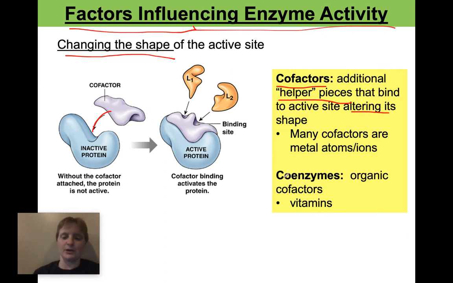The enzyme doesn't work. Cofactors are usually your metal atoms or ions, so iron, magnesium. Those are our cofactors. So in your red blood cells, the hemoglobin won't work without iron. That's a cofactor that will help grab onto oxygen. There's also coenzymes, which are organic cofactors like vitamins, so vitamin B12 and stuff like that. Those might be cofactors that help turn your enzymes on, and that's why you need your vitamins and your minerals, right?